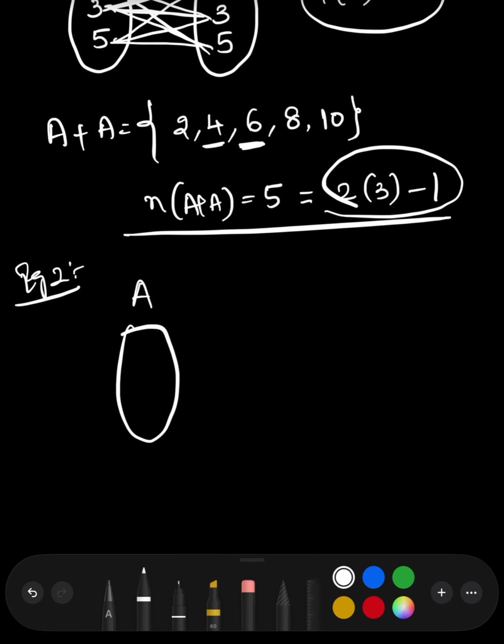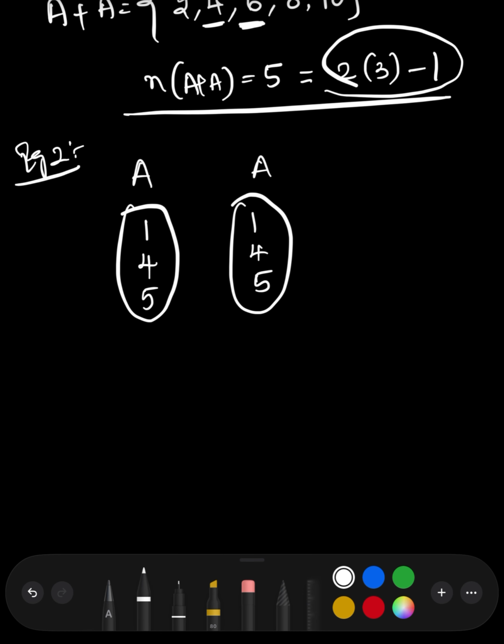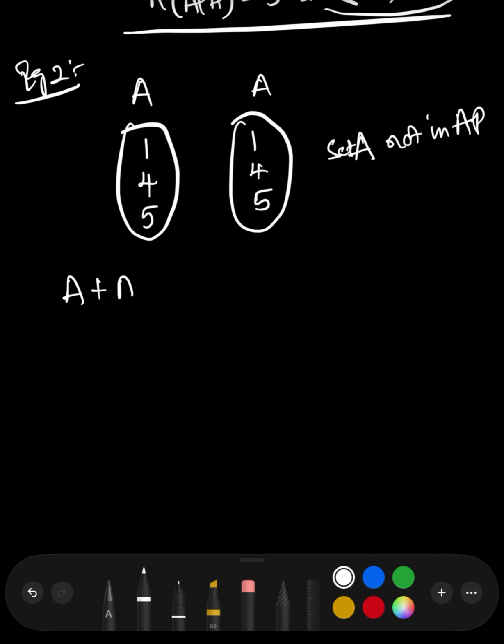Let us say capital A having the elements 1, 4, 5. If you observe clearly, the set of elements of A is not in AP. Now let me check what A plus A is. Start with 1: 1 plus 1 is 2, 1 plus 4 is 5, 1 plus 5 is 6. 4 plus 1 is 5, no need to write because 5 is already there. 4 plus 4 is 8, and 4 plus 5 is 9. Now start with 5: 5 plus 1 is 6, 5 plus 4 is 9, both are there, and the new one is 10.